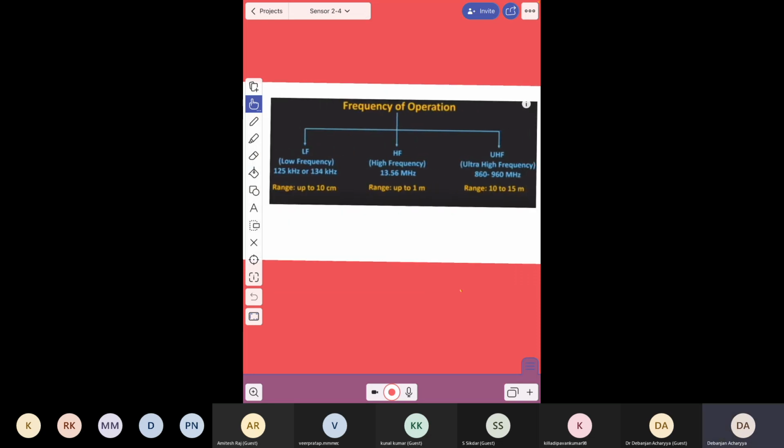Now, coming to the frequency of operation of the RFID tag, there is the low frequency region which is up to 10 centimeters, the high frequency region up to 1 meter, and the ultra high frequency region that is in the range of 10 to 15 meters. So you can easily understand that if you increase the frequency of the radio waves, that means you are increasing the power of the radio waves. Therefore you are increasing the range of the measurement, the range of the identification.